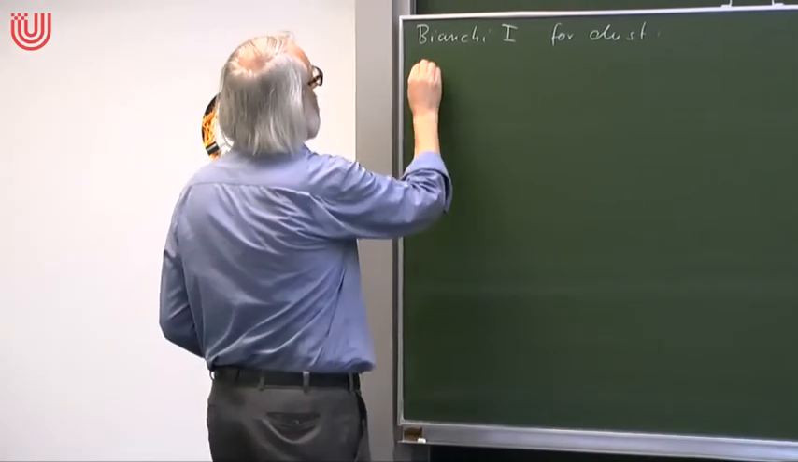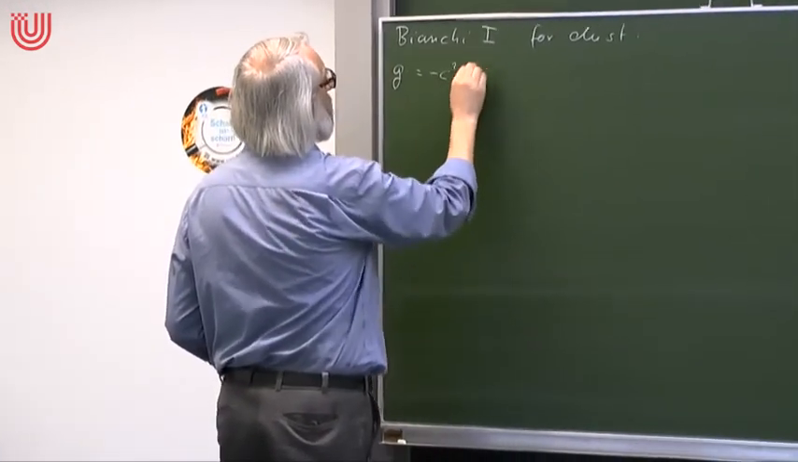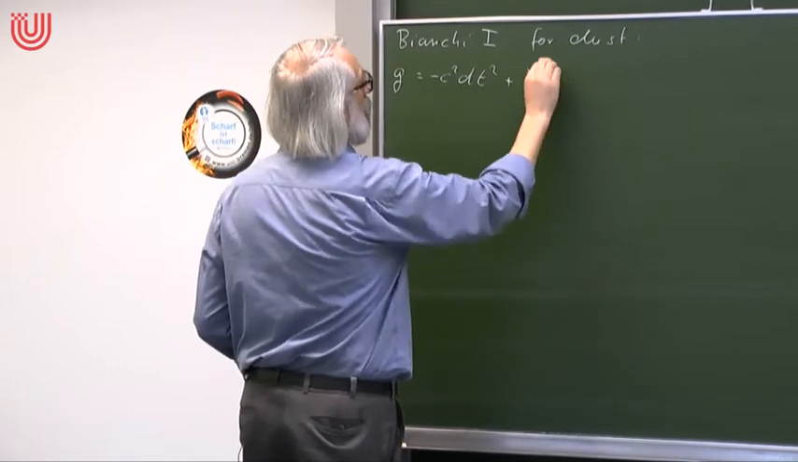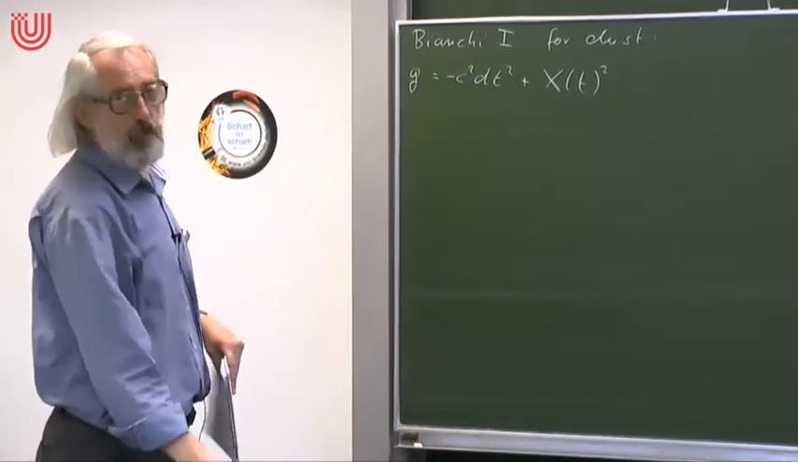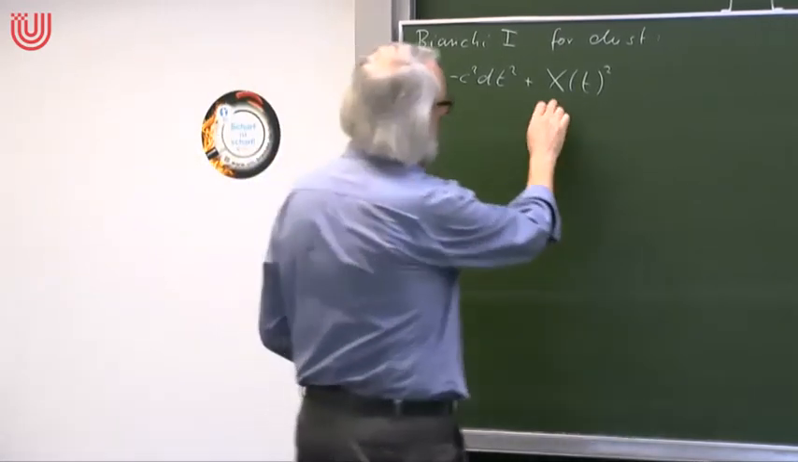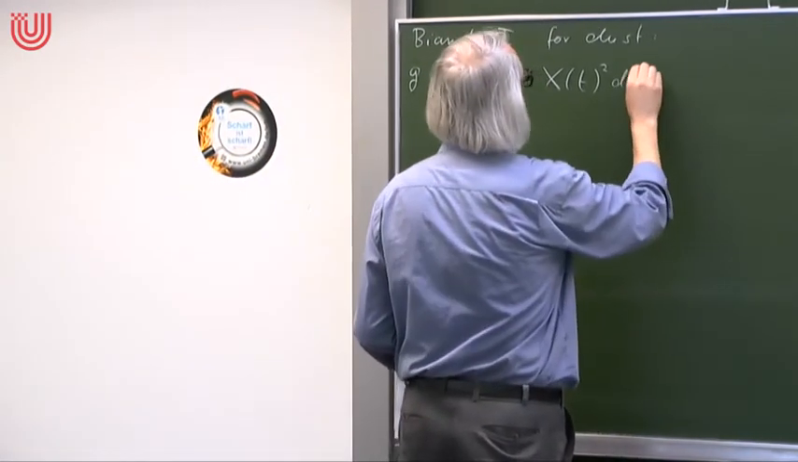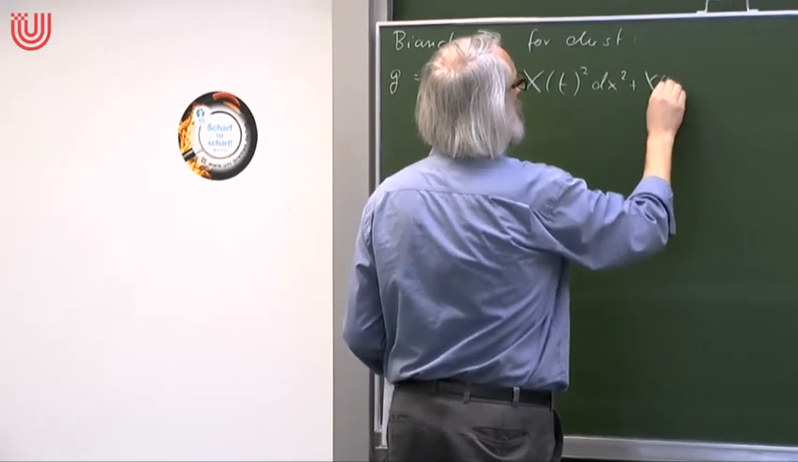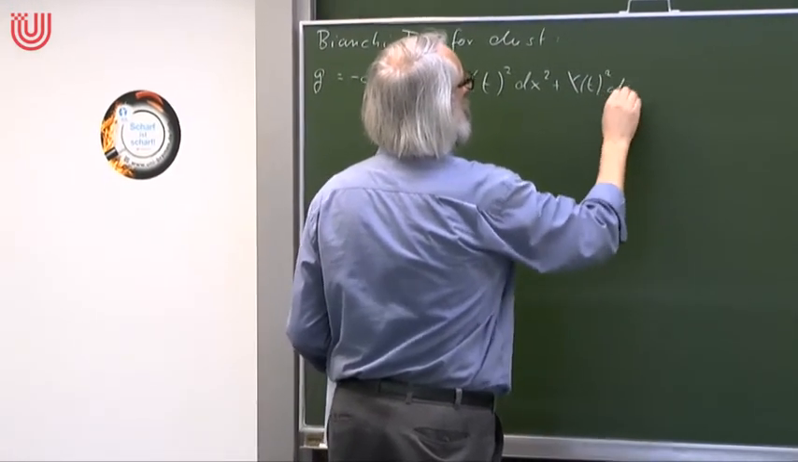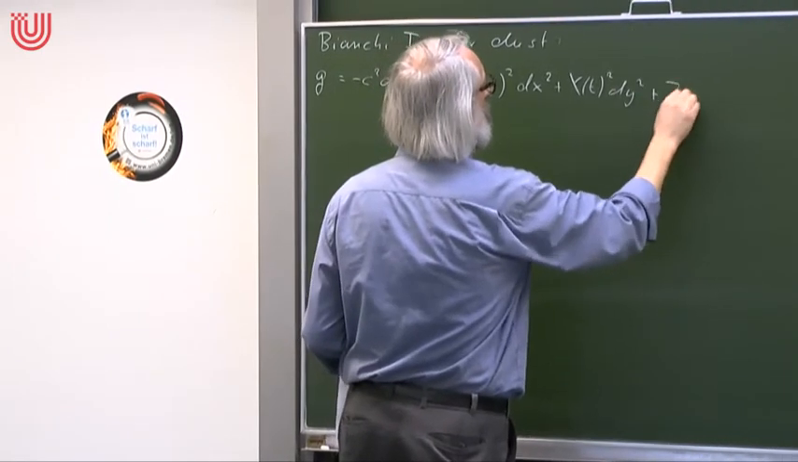The metric has this structure. So we have, so to speak, three scale factors. In Robertson-Walker universes, we have only one scale factor. Here we have three scale factors, capital X, capital Y, and capital Z. So the three spatial directions expand in a different way.